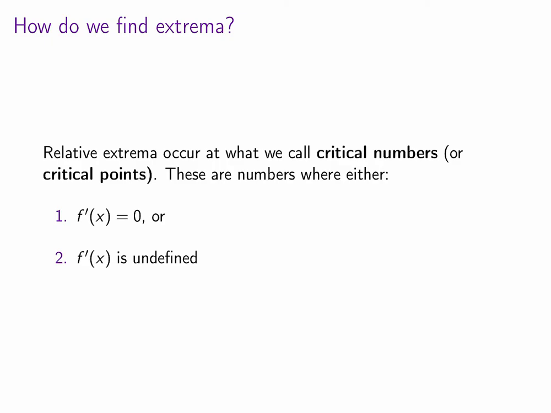All right, so how do we find extrema? Well, relative extrema are going to occur at what we call critical numbers or critical points. Our specific book says critical numbers. The book I learned out of originally says critical points, so I'm probably going to say critical points just because that's what's natural to me. But critical points, critical numbers, the same kind of idea. All right. So what are these critical numbers? Well, these are numbers where either the derivative equals 0 or the derivative is undefined.